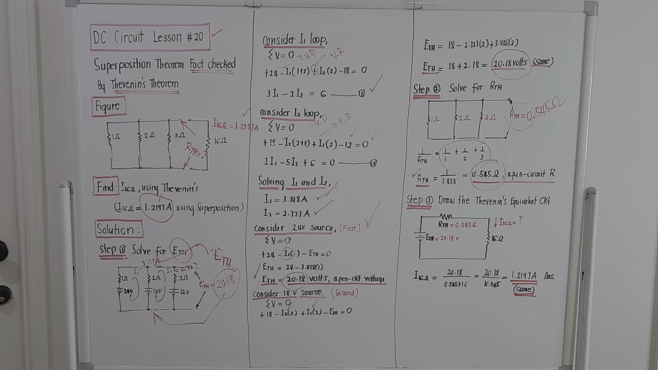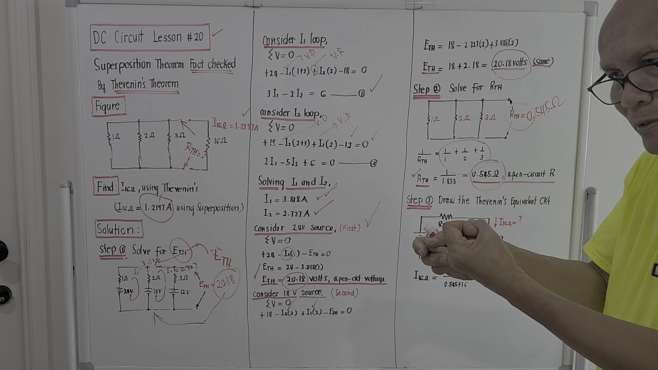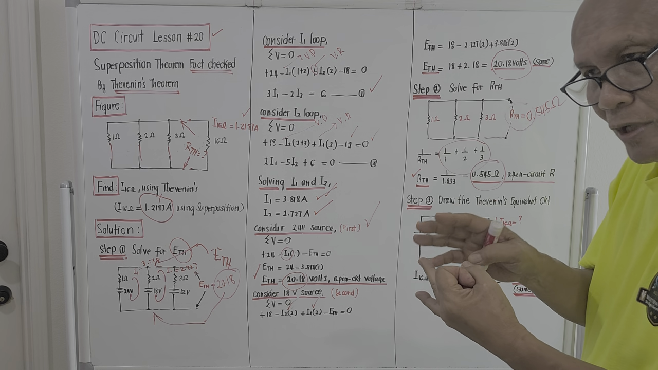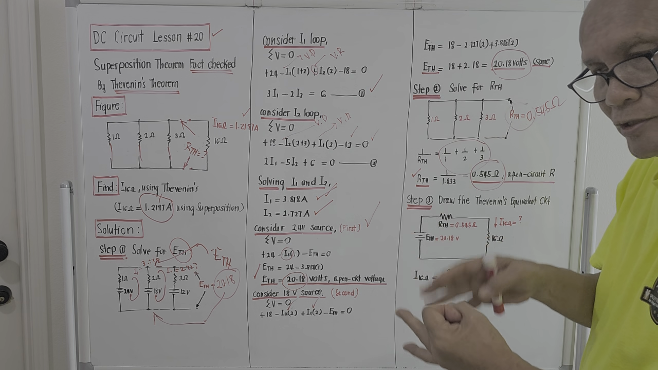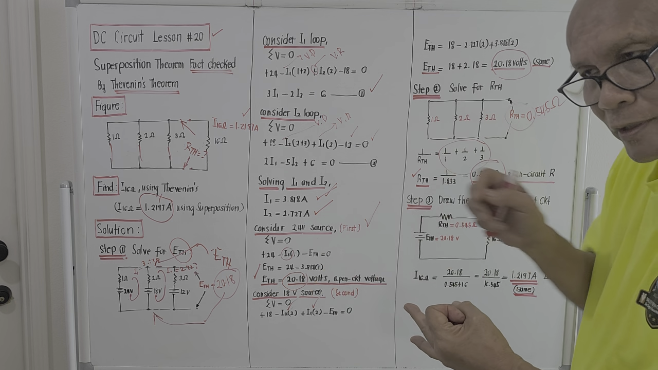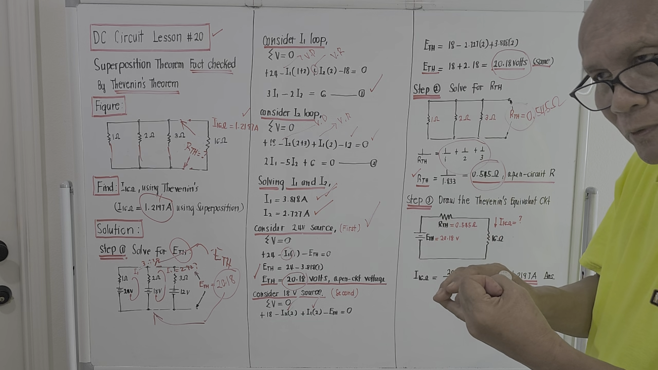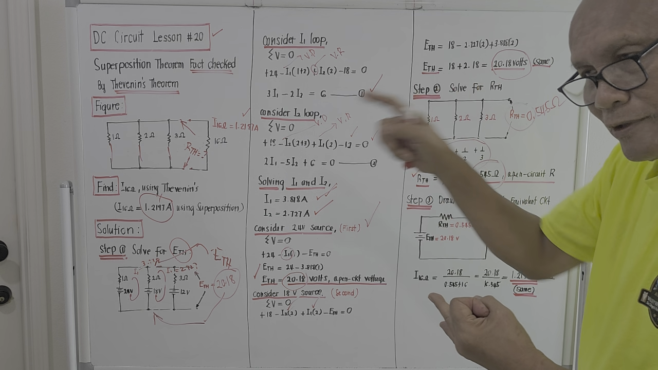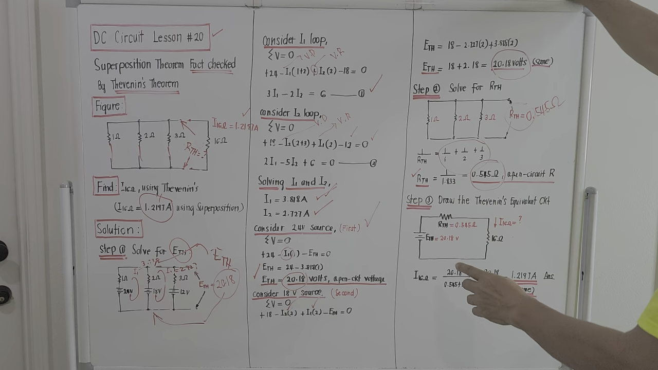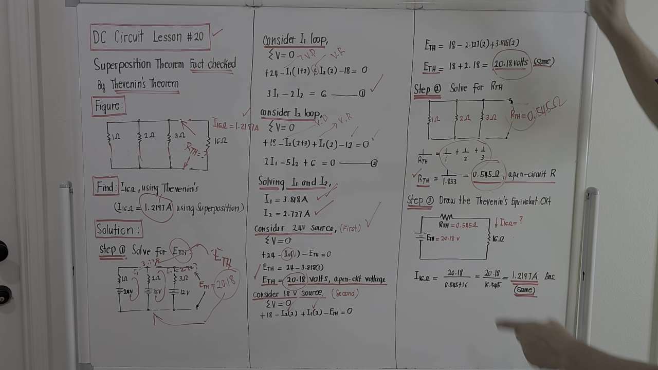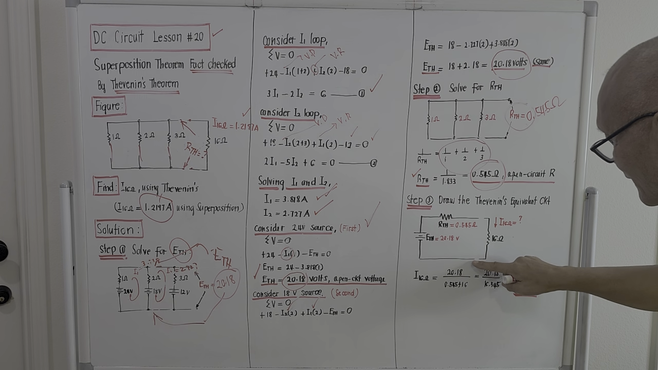And step number 3, draw the Thevenin's equivalent circuit. We have solved already for the open circuit voltage by using our knowledge of Kirchhoff's voltage law. And we already have solved the open circuit resistance by using our knowledge of the concept of parallel circuit. And step number 3, we'll try to reconnect the open circuit voltage and open circuit resistance. For Thevenin's, this should be in series. So the open circuit voltage is in series with the open circuit resistance. This is actually the original terminal.